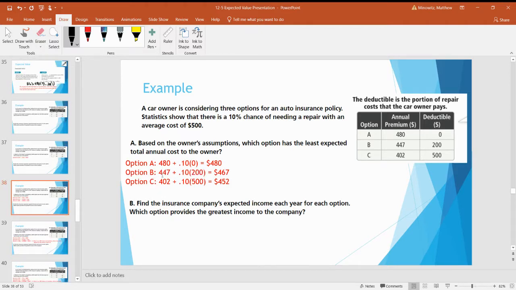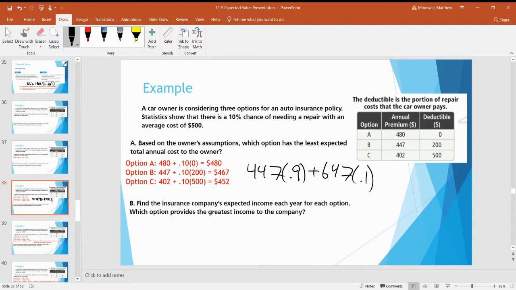So option B, we have to pay $447, and then 10% of the time we have to pay an additional $200. Okay, we could look at this slightly different and say, okay, we can pay $447 90% of the time, and we can pay $647 10% of the time, and that would still get you an average of $467.